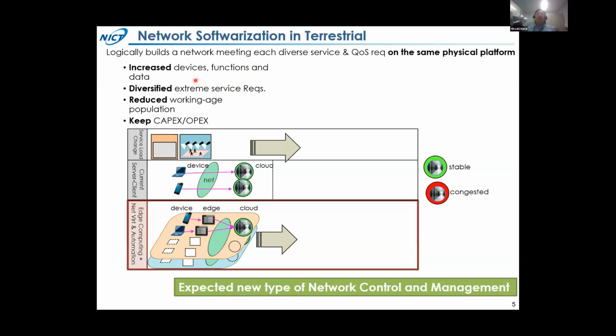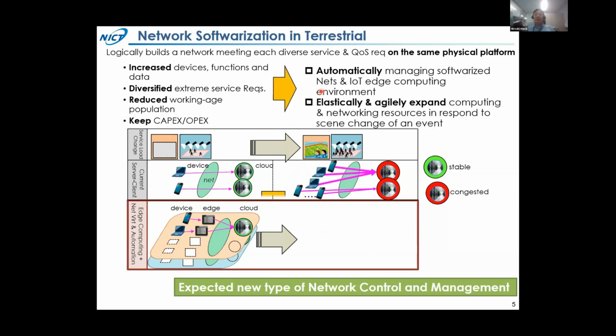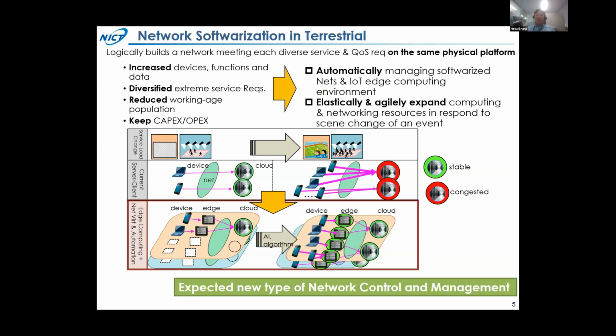Diverse devices, functions, and data increased, so there exist diversified extreme service requirements. The working age population is reduced, and CAPEX and OPEX should be kept. To solve these issues, automation, elasticity, and agility are essential. This figure is an example. The service is continued and subscribers and produced data increase as time elapses, so cloud resources reach congestion. We have to automatically manage the softwareized network and IoT edge computing environment. We have to elastically and agilely expand computing and networking resources in response to service change or events. So we expect a new type of network control and management.